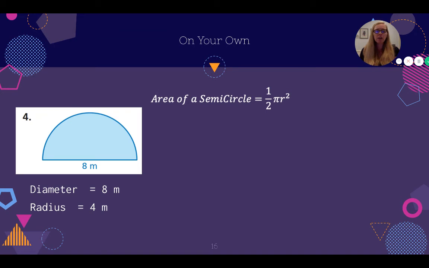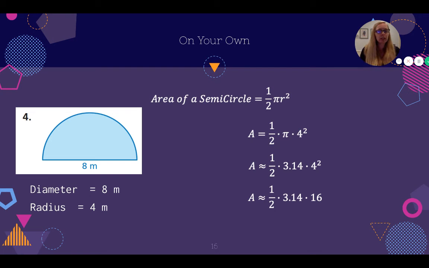So our area of our semicircle is 1/2 times pi r squared. Our radius is 4. And so 1/2 times 3.14 times 4 squared. 4 squared is 16. Half of 16 is 8. So I might not actually have to put all of that into the calculator. But you should get 25.12 square feet.